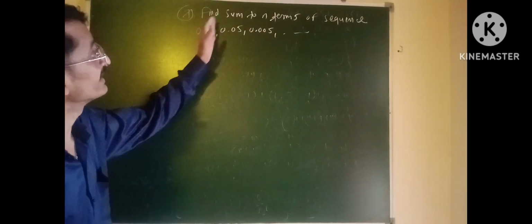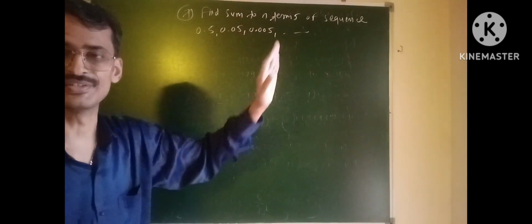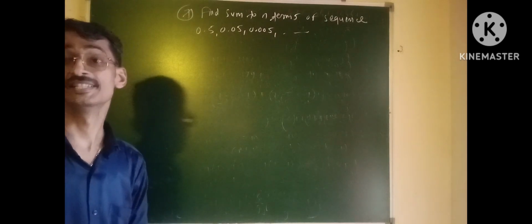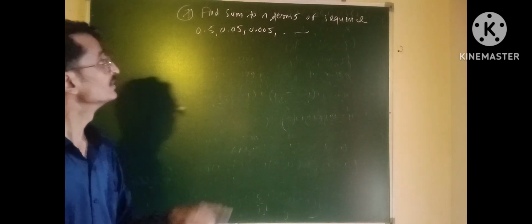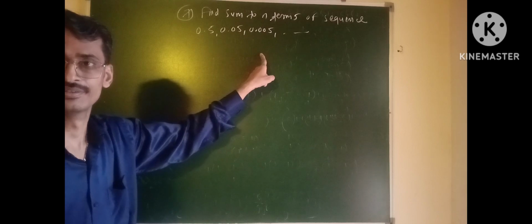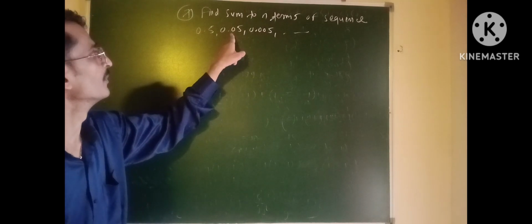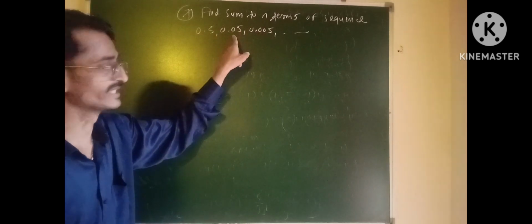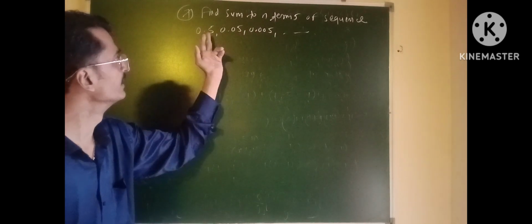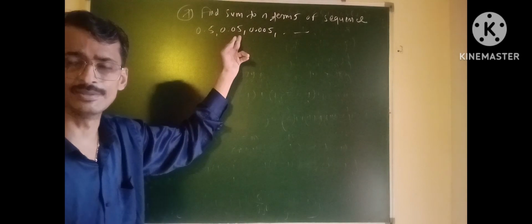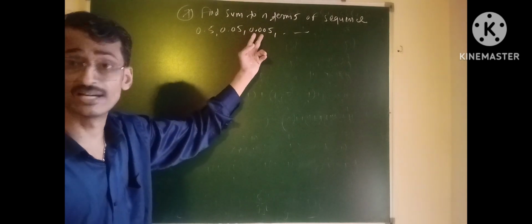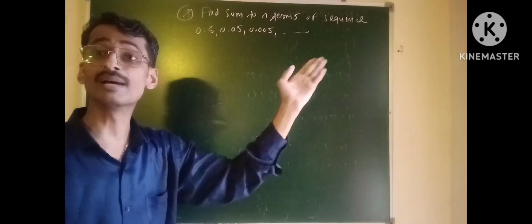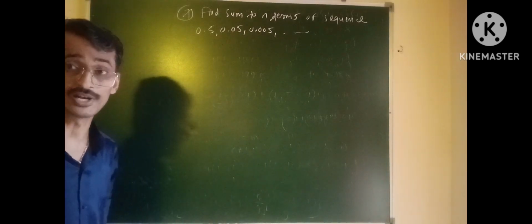Now the question is, find the sum to n terms of this sequence. So check whether this is AP or GP. Clearly this is a GP. Find the common ratio. 0.05 upon 0.5 is 0.1. You can observe here 0.5 is given, 0.05 is given, so 0 is extra. Then here there are 2 zeros, so this is increasing by 0.1. So R is 0.1.